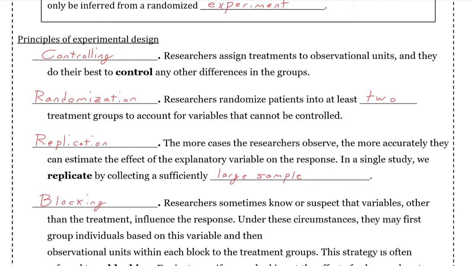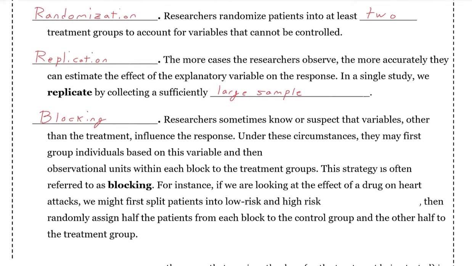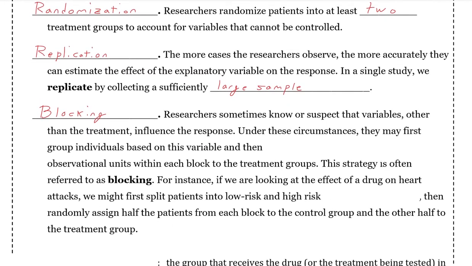Lastly, we also have blocking. Researchers sometimes know or suspect that variables other than the treatment influence the response. Under these circumstances, they may first group individuals based on this variable, then randomize observational units within each block to the treatment groups. This strategy is often referred to as blocking.